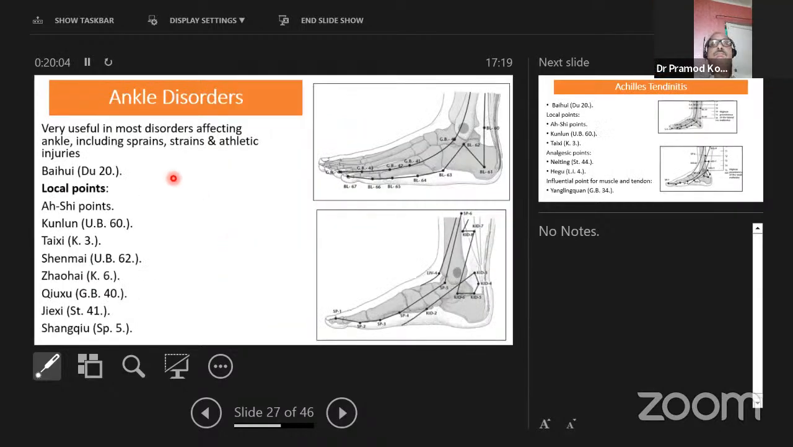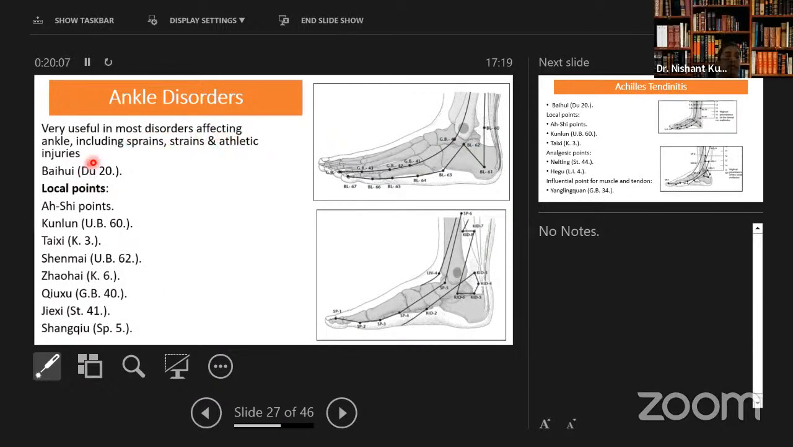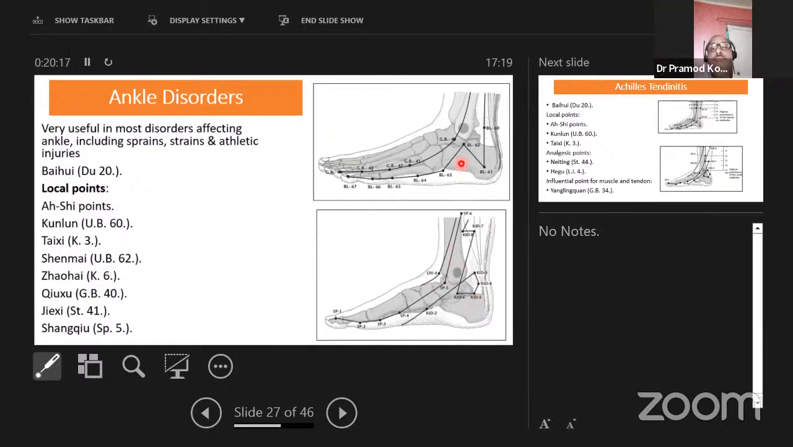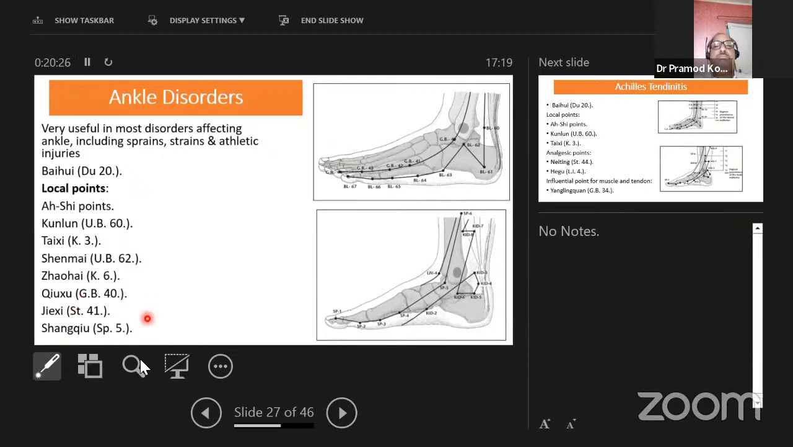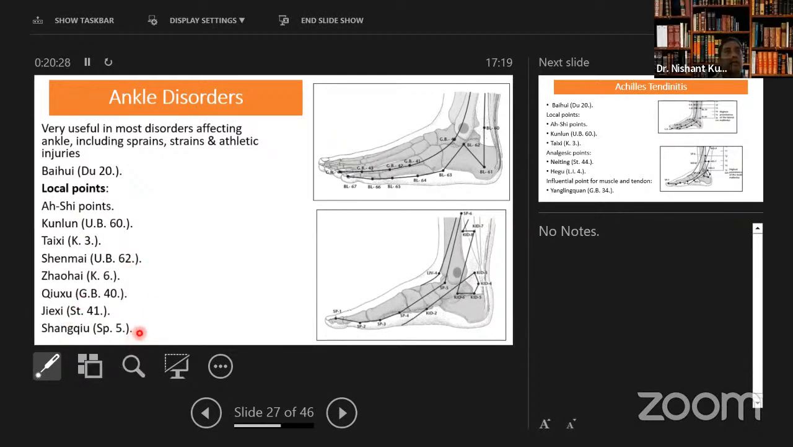So we can treat various conditions like sprains and other injuries. And depending on the location, UB60, K3, UB62, K6, GB40, stomach 41, and spleen 5. So again, the area is the same. These are the local points for any ankle disorder.